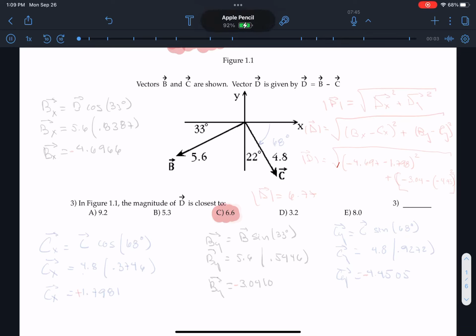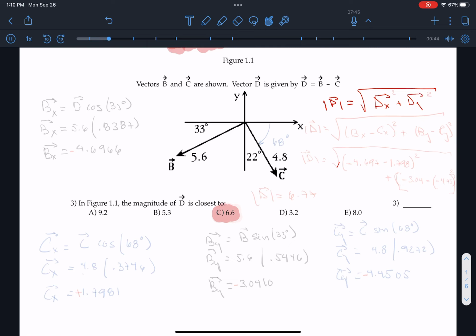For problem number 3, vectors b and c are shown, and we have to find vector d, which is given by the equation d equals vector b minus vector c. We know that the magnitude of vector d can be found by the square root of the component of vector d on the x-axis squared plus the component of vector d on the y-axis squared.